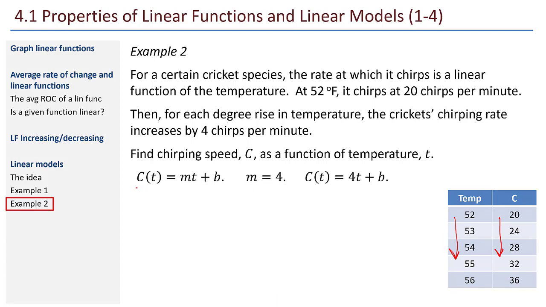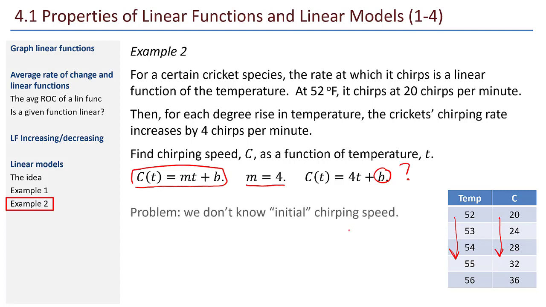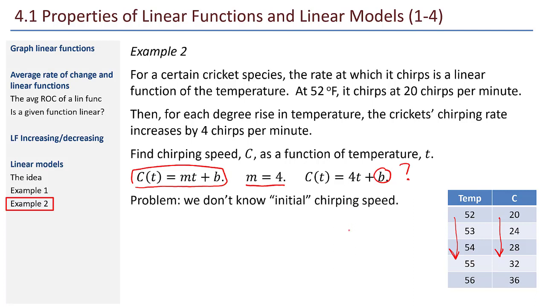I know that the general form for this function is c of t equals mt plus b. I'm just using the variable t instead of the variable x, but that's okay. And my m in this situation will be 4. That's the rate of change. So I'm at the point where I know that c of t equals 4t plus b, but here's the real tricky part in this problem. What is the b? Like, what is this initial chirping speed?